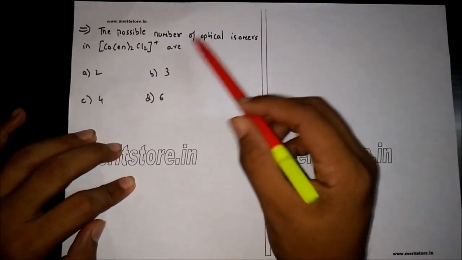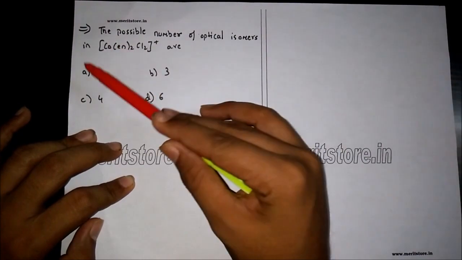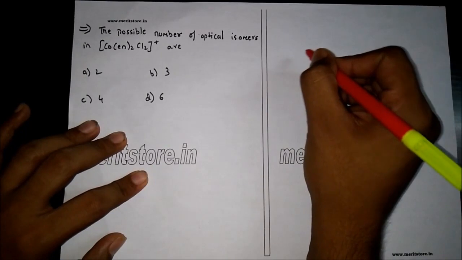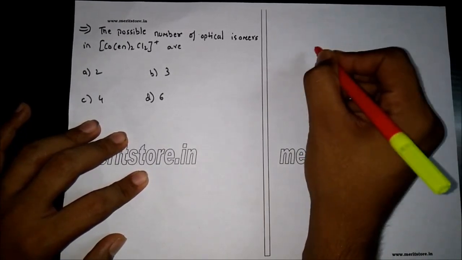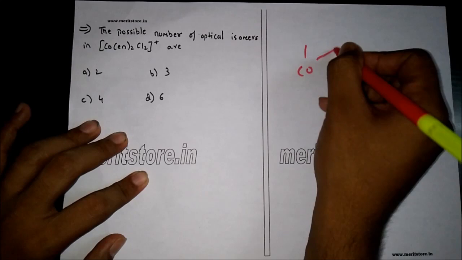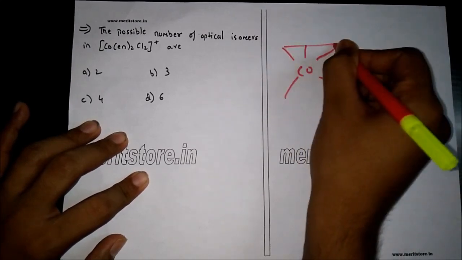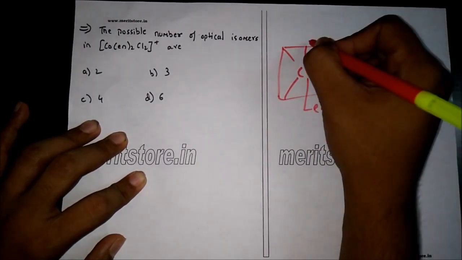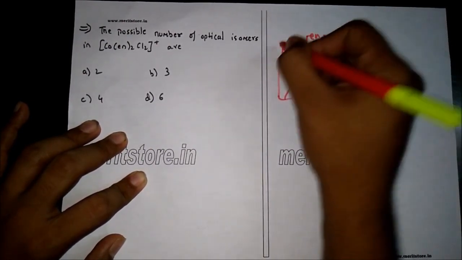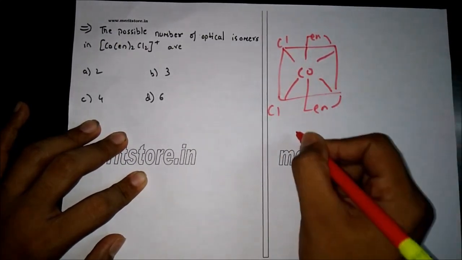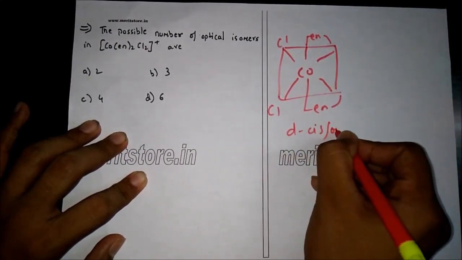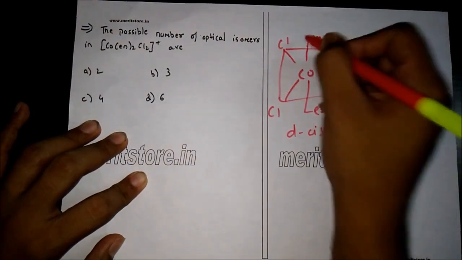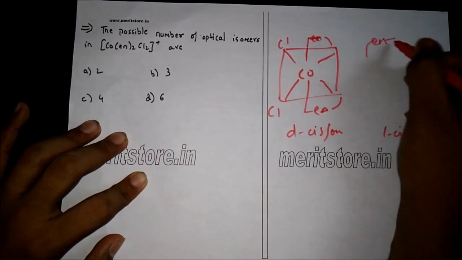The possible number of optical isomers in [Co(en)2Cl2]+ are A. 2, B. 3, C. 4, and D. 6. Now this compound has a d-cis isomer and an l-cis isomer like this. So Co will be in between. There will be en here, en here, and Cl and Cl. This is a d-cis form, and we get an l-cis form by interchanging the positions of en on this side like this.